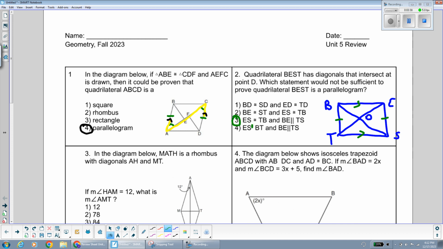This one here is supposed to have parallel symbols over here. This does prove that we have a parallelogram in answer choice 4 because that would be both pairs of opposite sides parallel to each other.